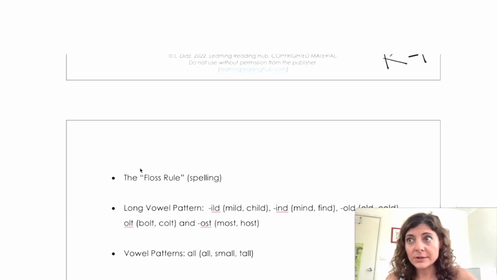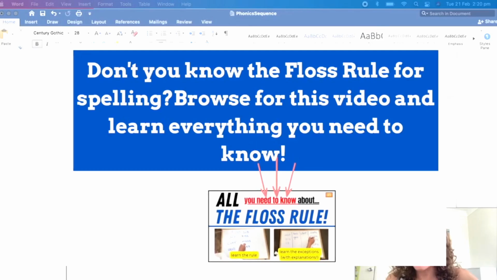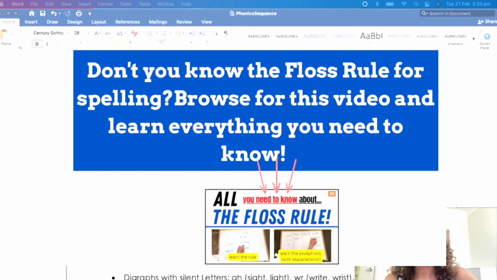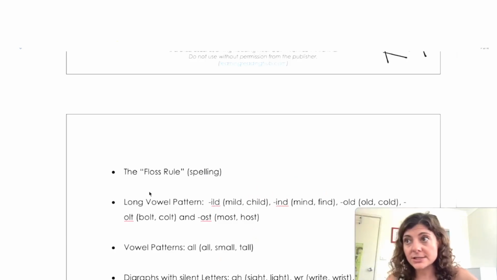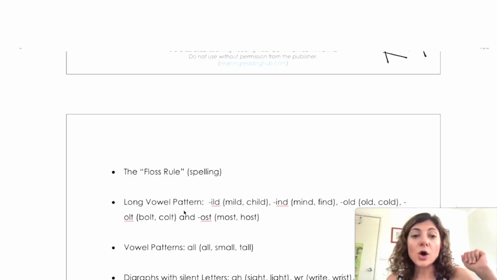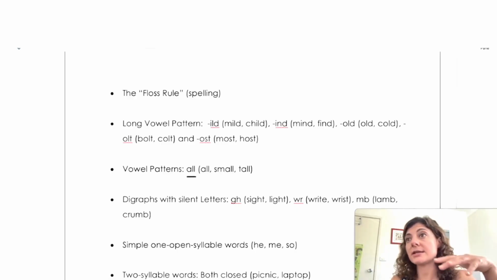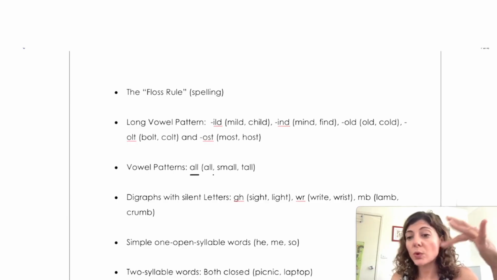The floss rule, learning the spelling rules, because we've already learned how to read words with double consonants. Some long vowel patterns, such as words ending in ILD, mild and child, IND, mind or find, OLD, old or cold, OLT, bold or colt, and OST, most or host. Words ending in all is next, such as all, small, tall.